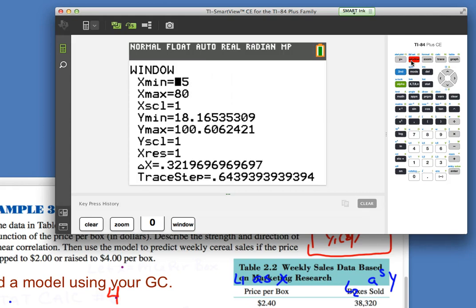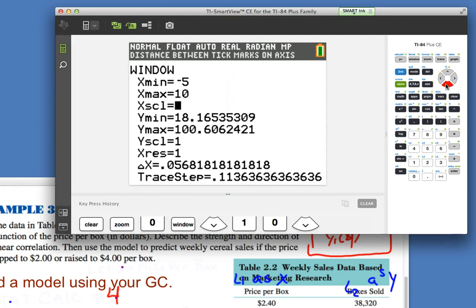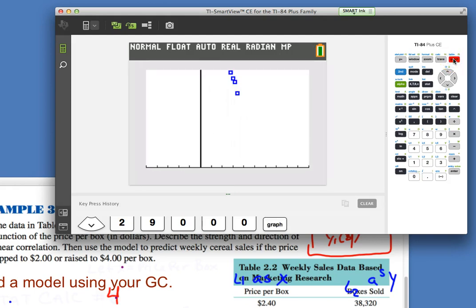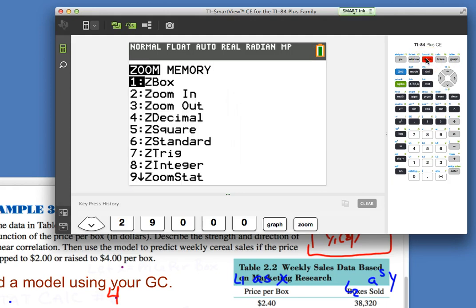So I've got to go in my window, and I'm going to go from -5 to 10 for my X's, because that's money. My money was X. And then I'm looking at my Y's from 0 to 29,000. So my zoom fit didn't work, and I'm just going to plop that in. Zoom 9, was that the stat plot? Yeah, zoom stat should work. Sorry, I thought that was the one. Thanks for doing that. Zoom 9 will work as well.